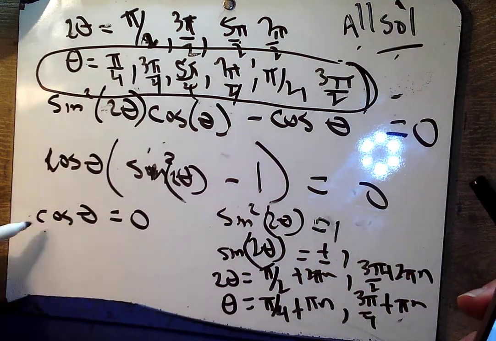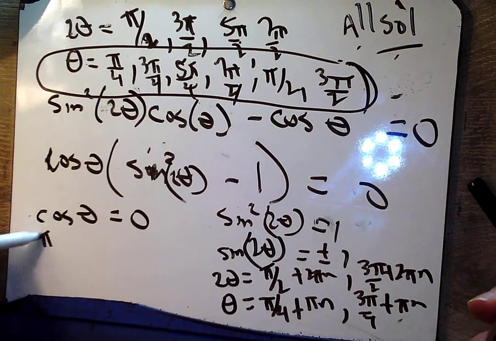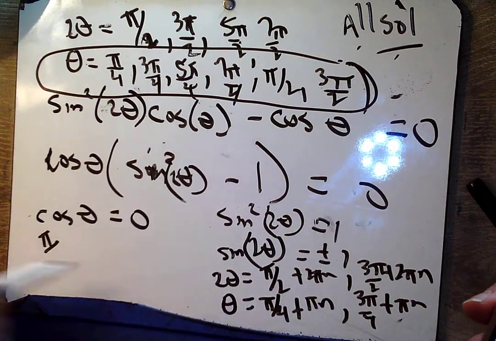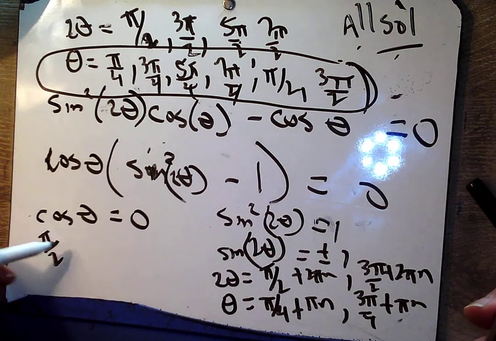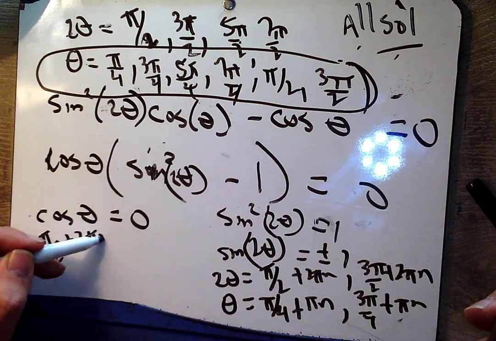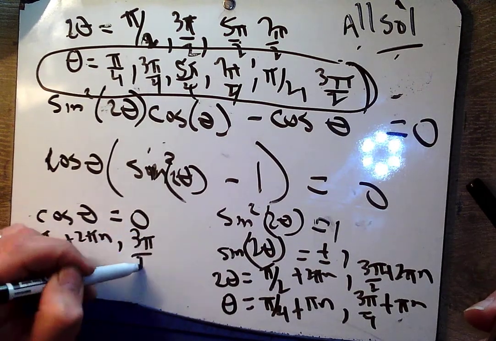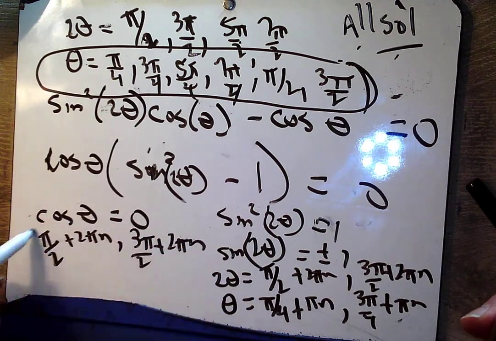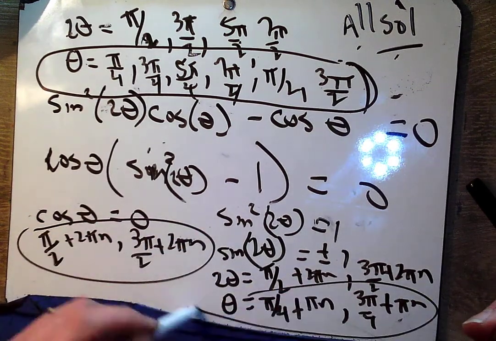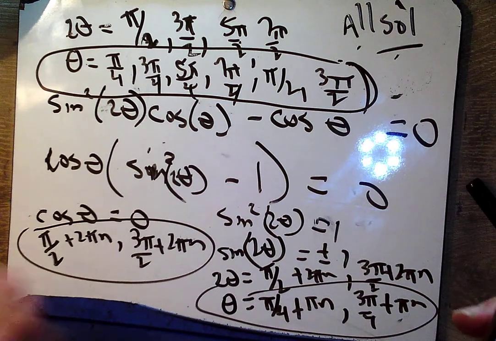Over here, cosine equal to 0. Same, isn't it? Oh no, it's that other thing. It's pi over 2 plus 2 pi m, and 3 pi over 2 plus 2 pi m. So those are our solutions.